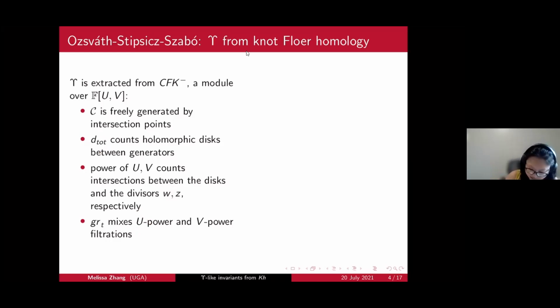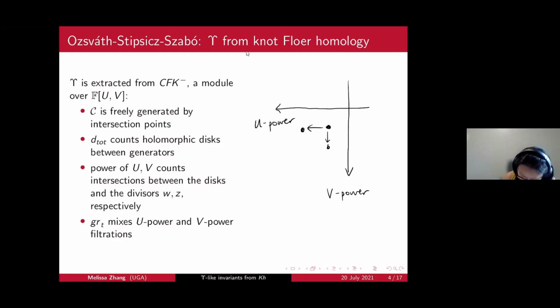So in my mind, I would have a picture like this. And I know my graph is going to look kind of funny because we don't usually think about the axes looking like this, but here is my U power. And this is my V power. And then I can imagine a complex looking like this. Okay, and then maybe there's another generator at the same spot, but with no differentials coming out of it.